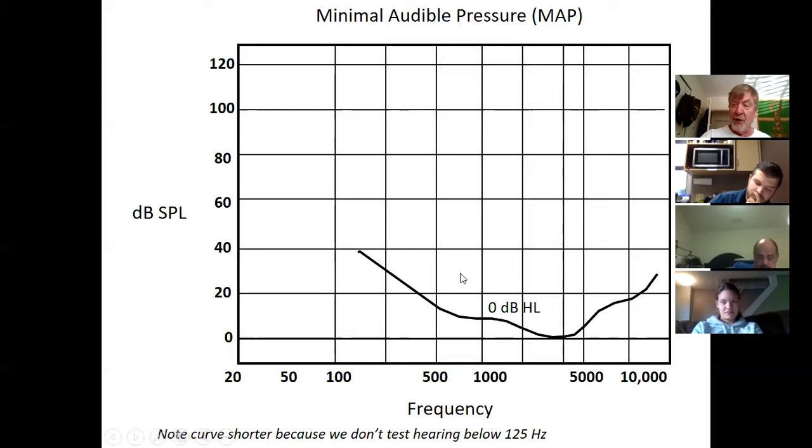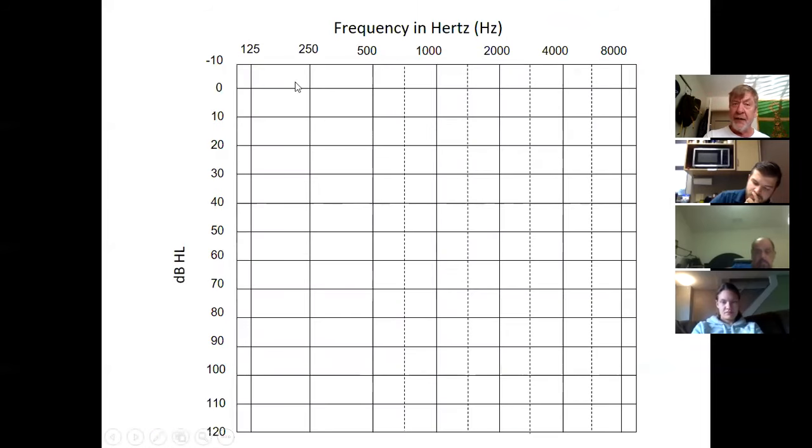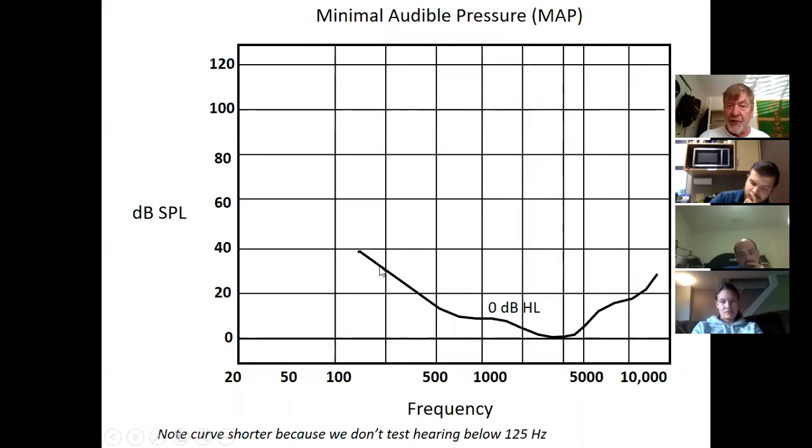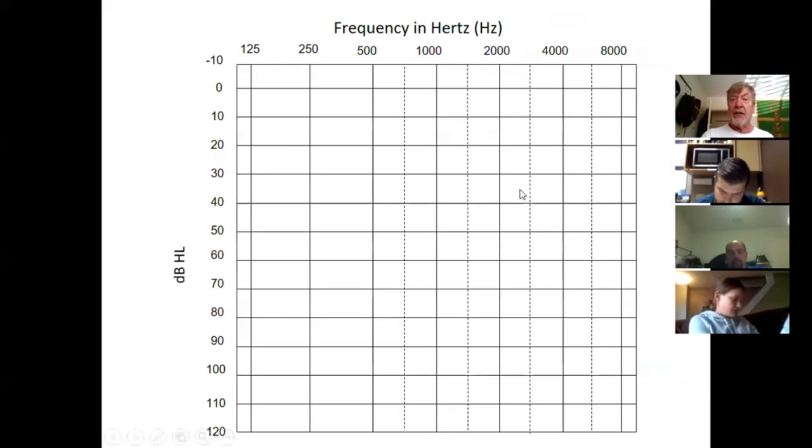0 dB HL. If you look at this flat line right here, that actually represents very different sound pressures across the frequencies. Okay? Extremely important to underline and highlight this. This is why audiometers are calibrated every year. So at 1,000 hertz, we might call it zero up here, but in all reality, that's about 10 dB SPL.